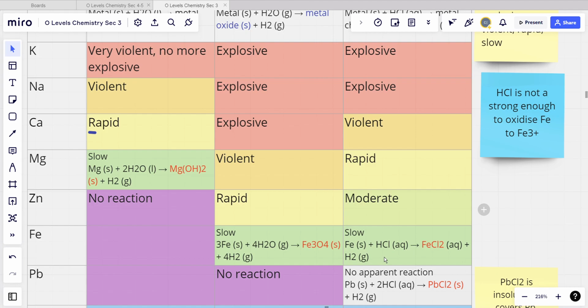And guys, you're supposed to remember your solubility rules. Iron oxide is insoluble in water, so that's why it's a solid. You're supposed to remember that. Likewise here, this is very special. May or may not come up. It forms lead 2 chloride, and you're supposed to remember lead chloride is insoluble.